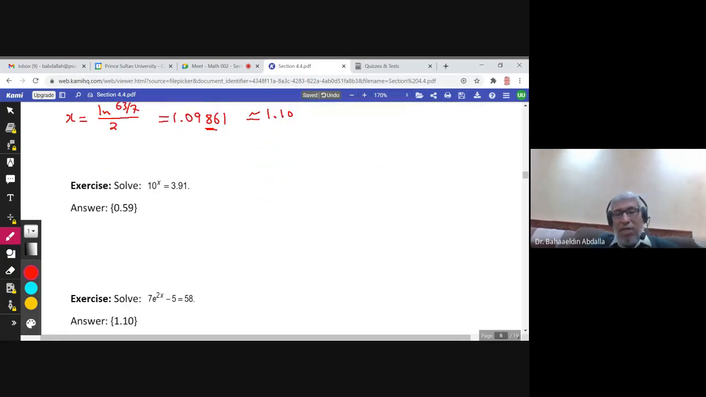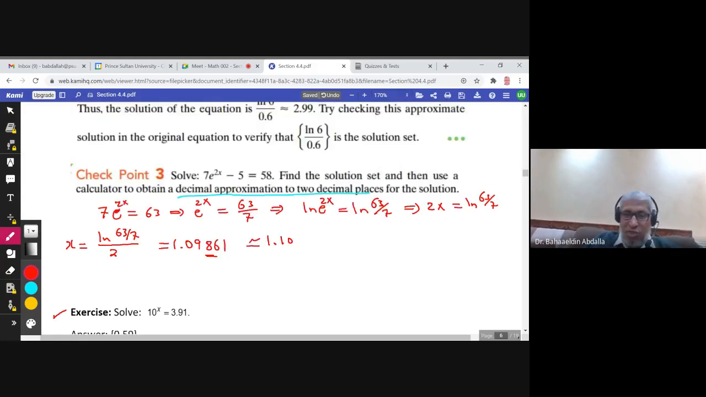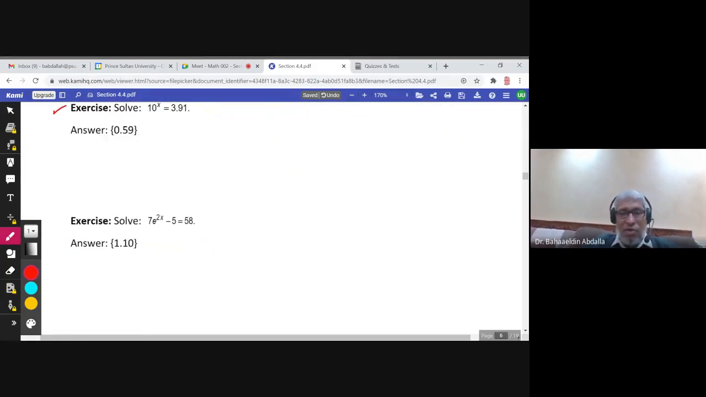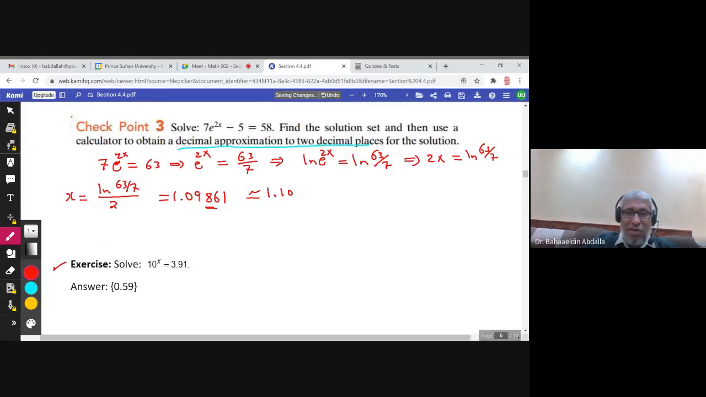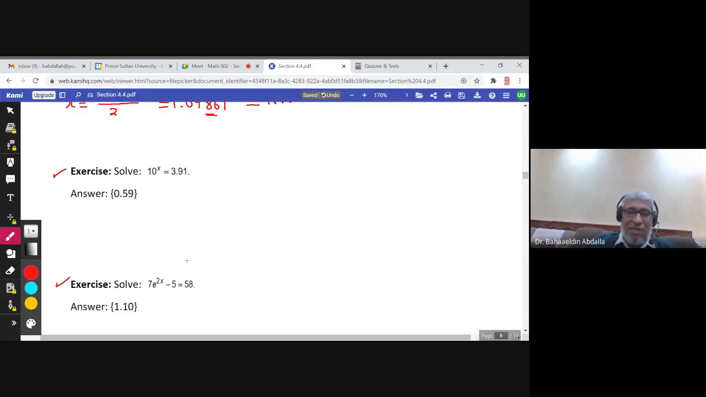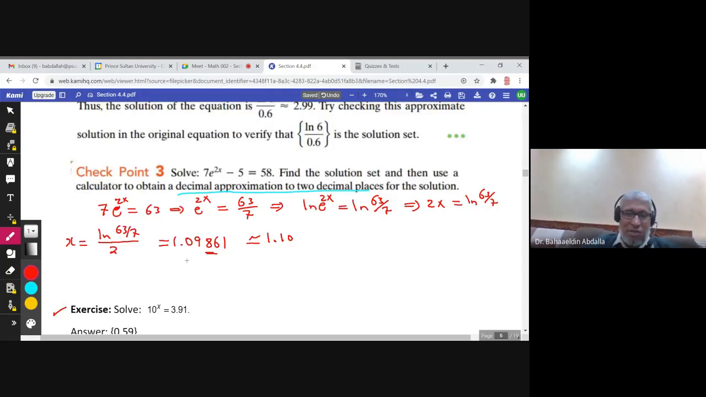Here, please try this one by yourself and make sure that you get this answer approximated to 2 decimal places, and here also the answer approximated to 2 decimal places. I think this is exactly this one, but it's okay.